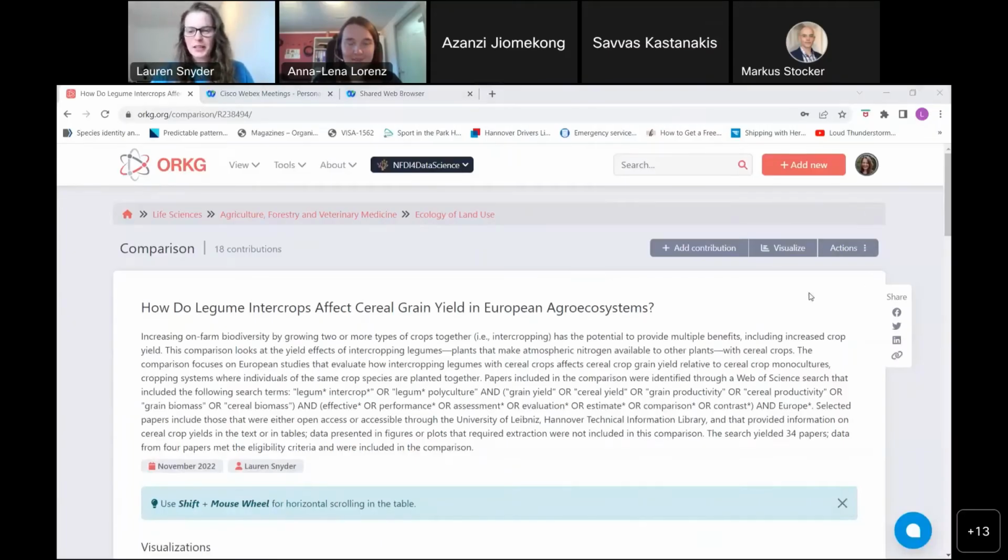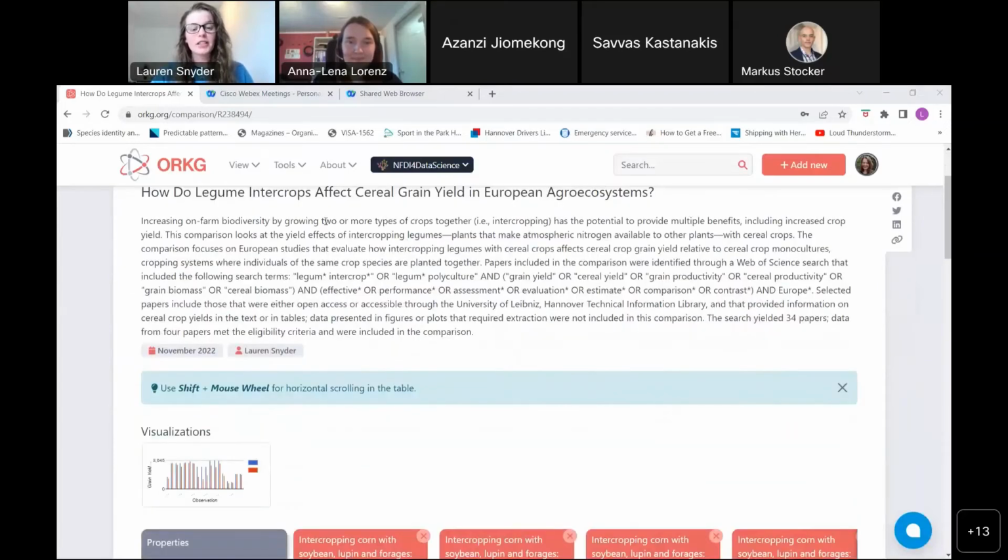All right, so here we have the comparison, and I always started a comparison by providing a short description so that somebody outside of my research field could understand the relevance of the research topic and become familiar with some of the terms that might be used. And I always also described how I conducted the literature search so that it could be reproduced by somebody else.